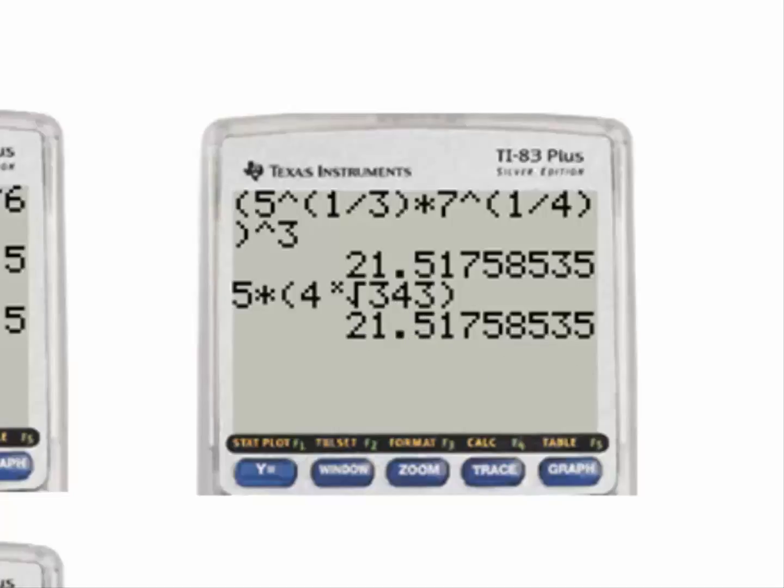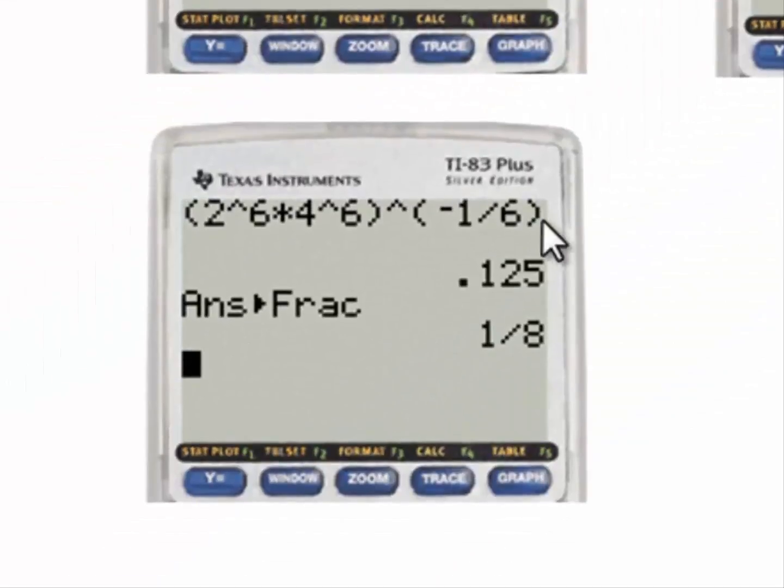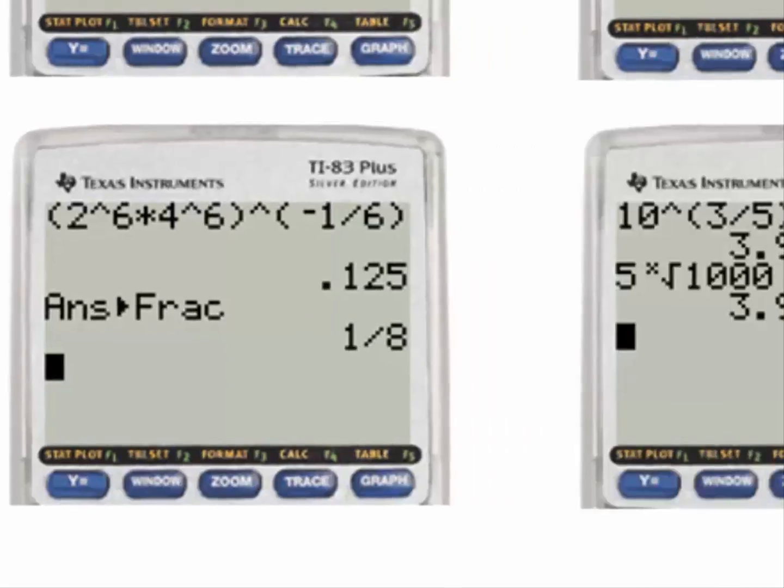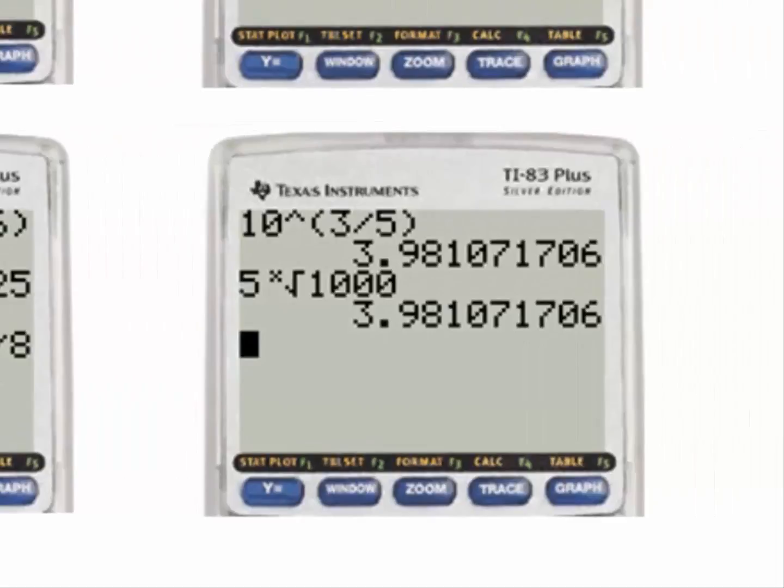Part C, we have the answer being 0.125, and you change that back to a fraction, you get 1/8. It checks. And D, 10 raised to the 3/5 power is the same thing as the fifth root of 1000.